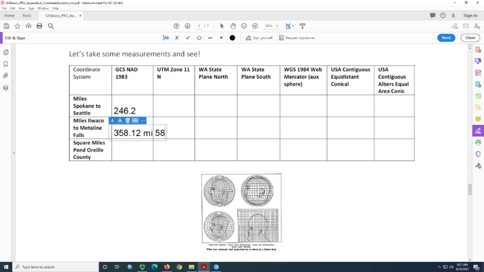Oh, getting the symbol for degree is a pain, so we're just going to type in degree. There we go. Okay. And I think the degrees is going to change as we see the angles of the maps changing. And then square miles of Pend Oreille County.